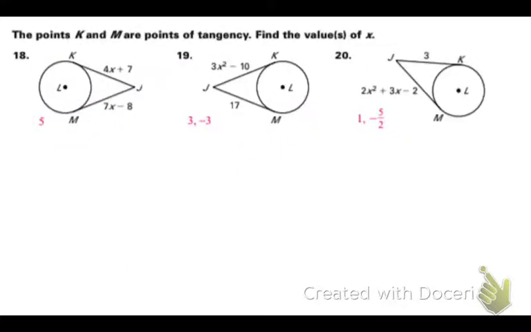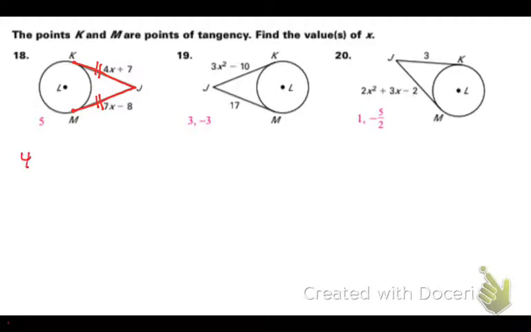Okay, here are some ice cream cone problems. Remember what we said at the beginning: if K and M are the points of tangency, meaning where the tangent touches the circle, and you have this point outside, these two lines are going to be equal. So it becomes pretty obvious how to find x.